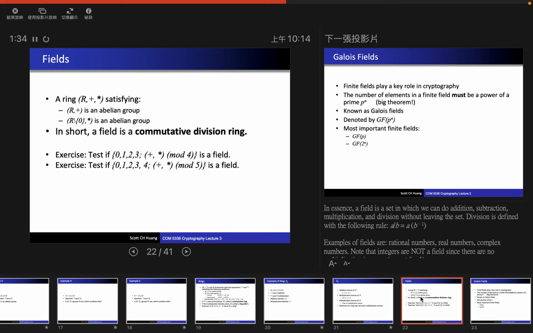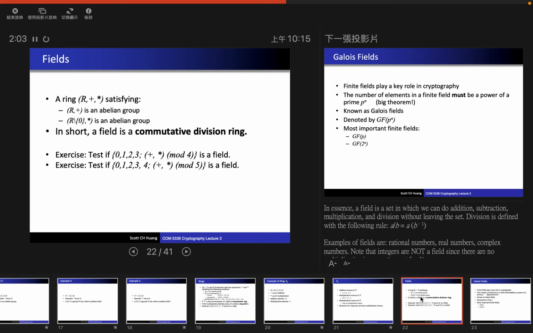But in fields, you can pretty much divide everything, except we cannot divide by 0. That's the only exception. There is a very limited number of fields, very limited types, because such requirements are very strong. So what are the fields we have?